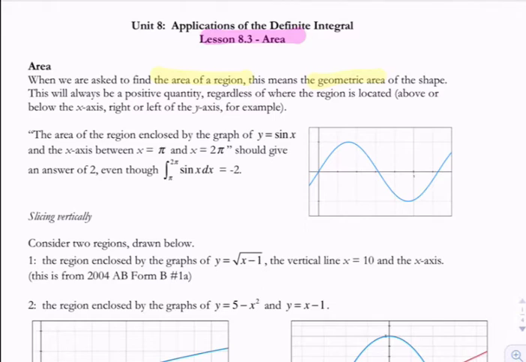So if you're asked, for example, to find the area of the region enclosed by the graph of y equals sine x and the x-axis between x equals pi and x equals 2 pi, that's this region here. Keep in mind that the definite integral will give you an answer of -2, but you need to report an answer of +2 because they've asked you to find the area. So this is just important. We need to make our answers positive. We'll work that out together.